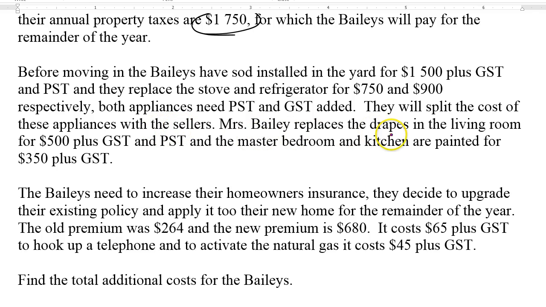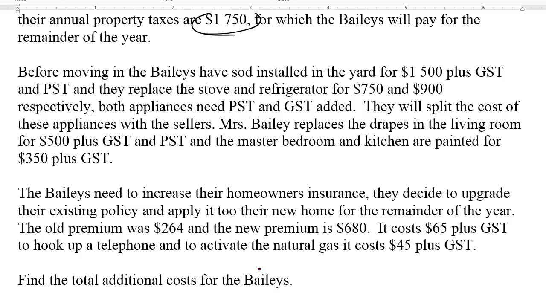The Baileys are doing drapes in the living room, and the master bedroom and kitchen are painted. The Baileys will increase some homeowners insurance. Again, that's 7/12. You've got the old premium and the new premium. They also have to pay for the phone hookup and the natural gas. So what is the total additional cost for the Baileys?